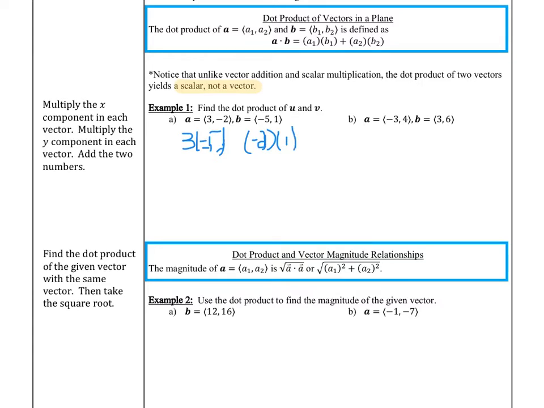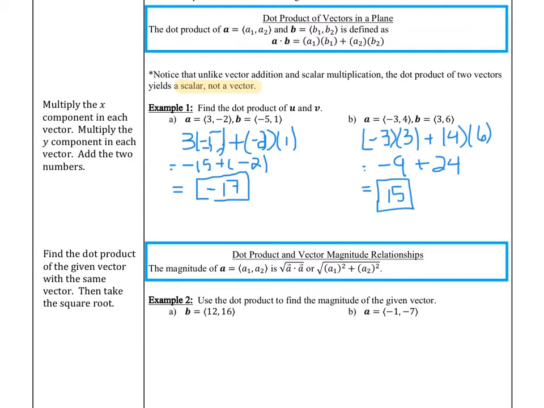And then we add their products. So you multiply and then you add. We'd have negative 15 plus negative 2. And then we add those together and we get a negative 17. And remember, this is a scalar number, not a vector, because it's representing the strength. Okay, so you try B, pause the video, try it on your own, and then check your answers.